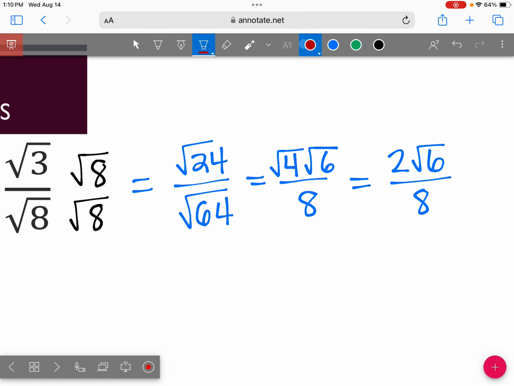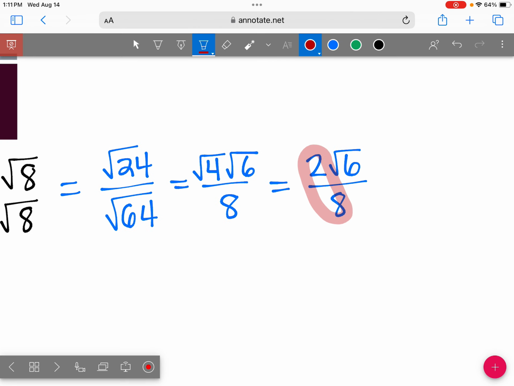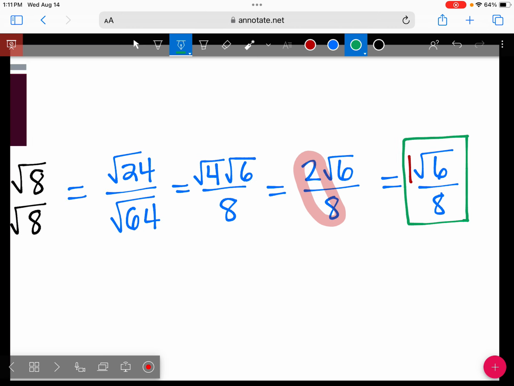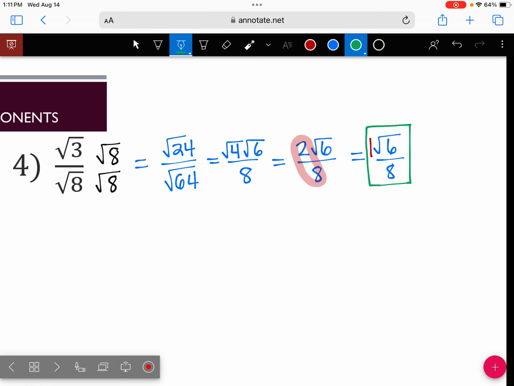And then your last step is to see if you can reduce that fraction. Can 2 over 8 reduce? What is it reduced down to? 1/4. So this is your final answer. And you can put the 1. That's optional. But you can put it. All right. Any questions about that?